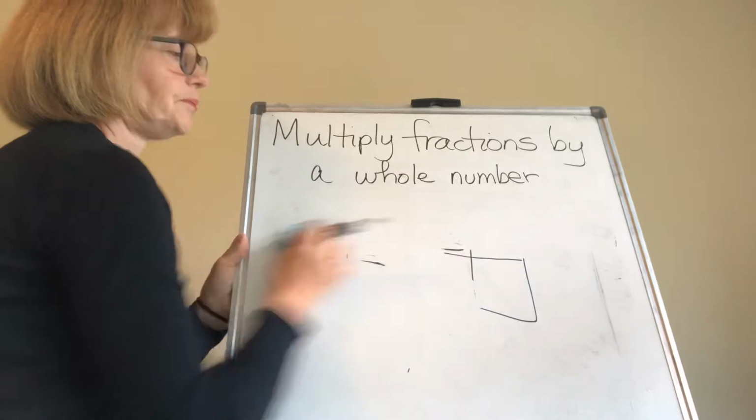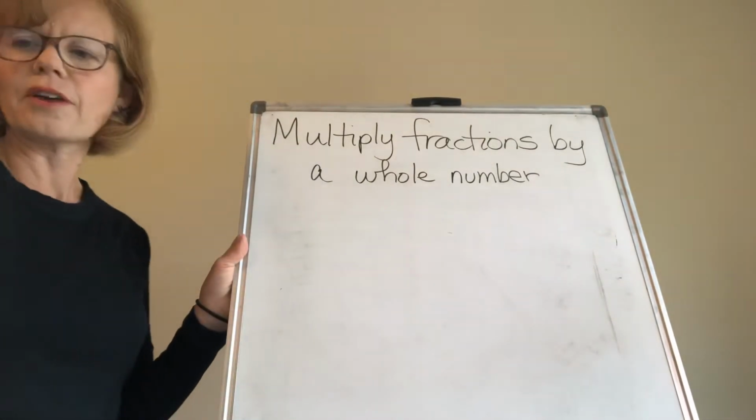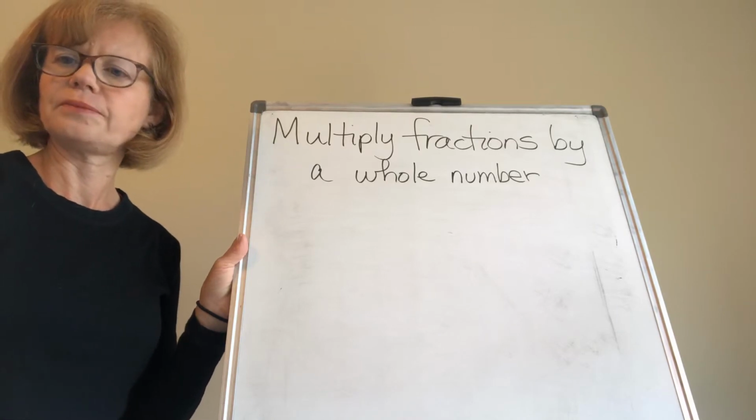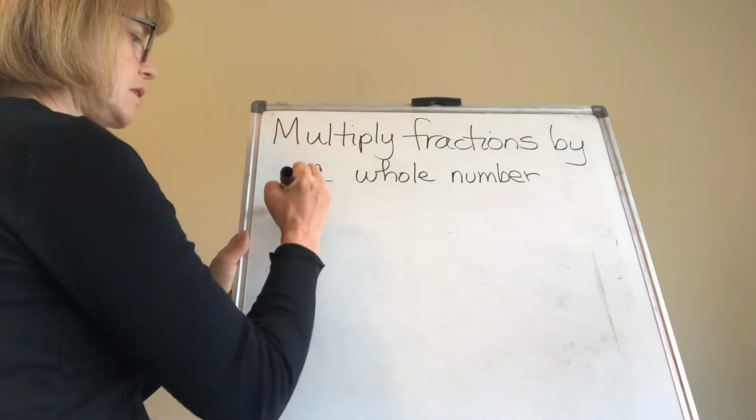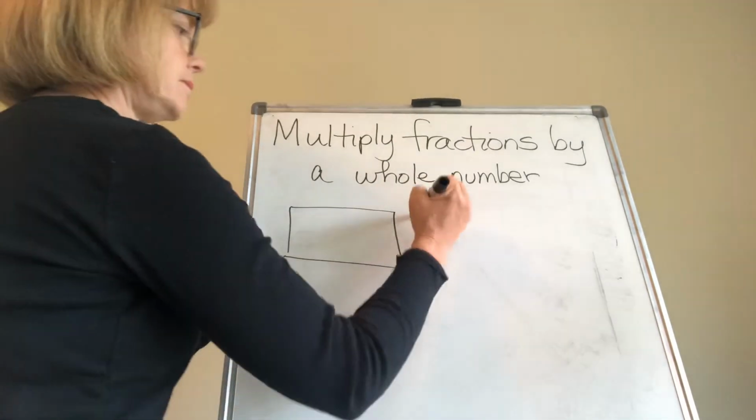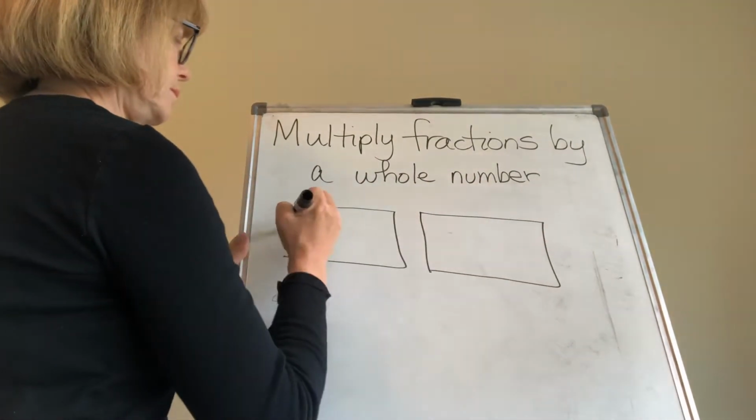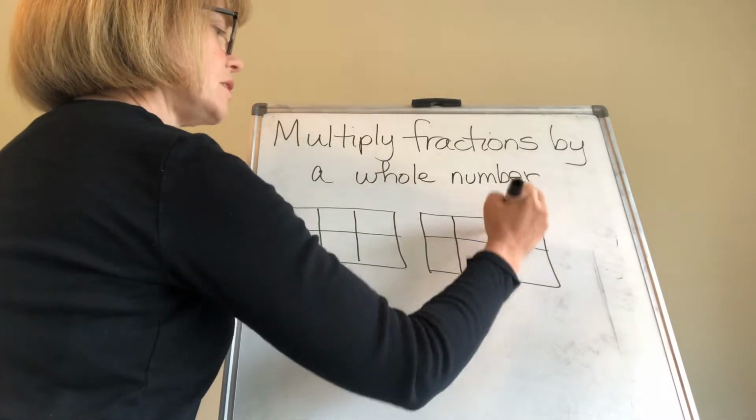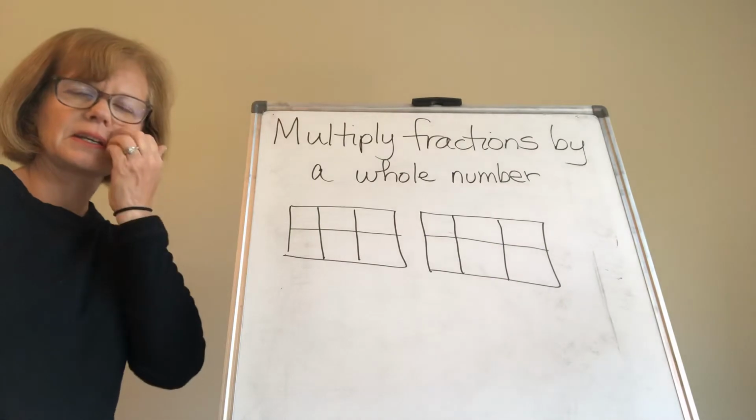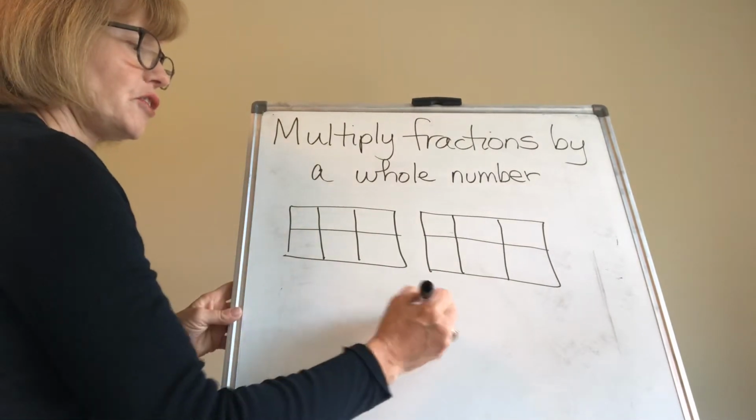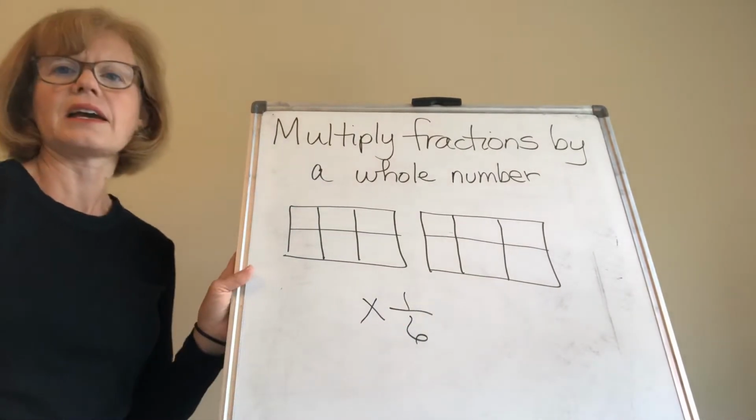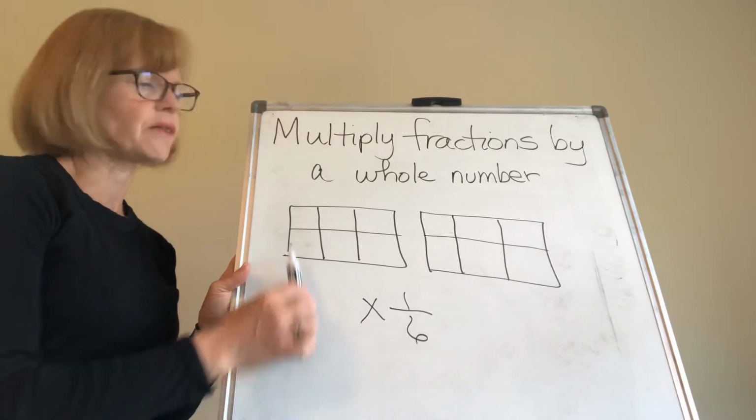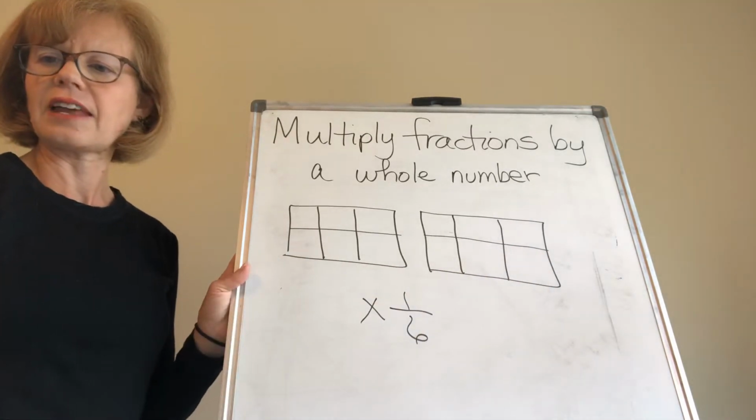Try another one. I'm going to draw the model. You write the multiplication equation. How about this one here? So you can tell I've divided each into 6ths. So you know you're going to multiply something by 1/6. You want to multiply however many 1/6 I have by that number.